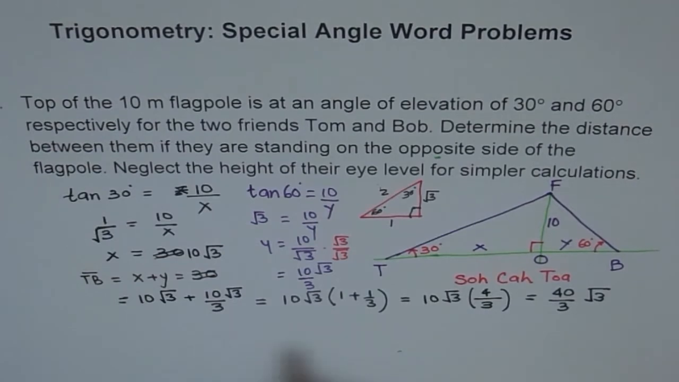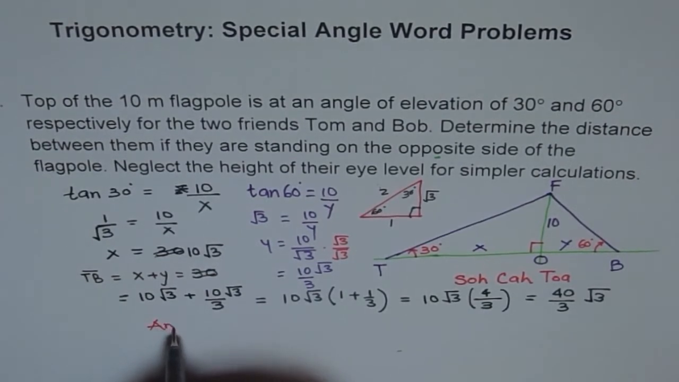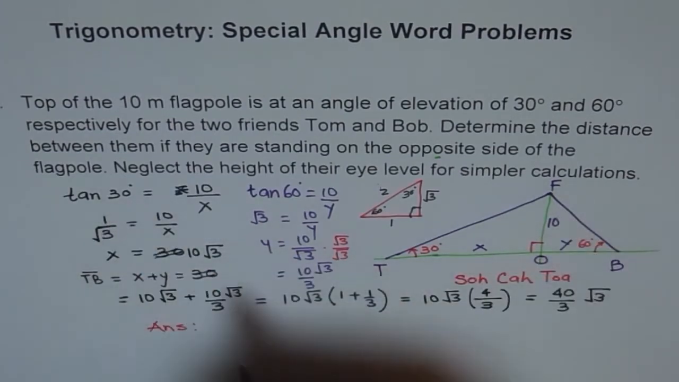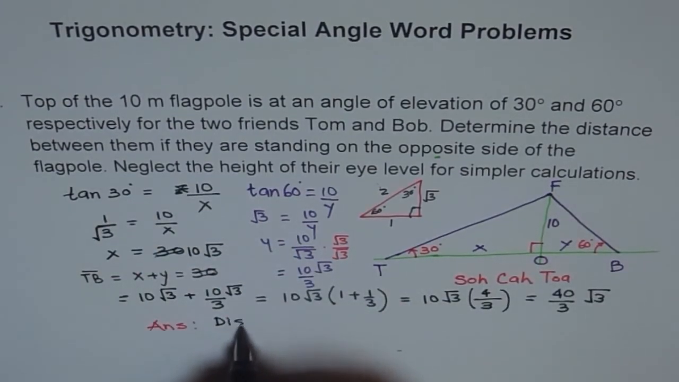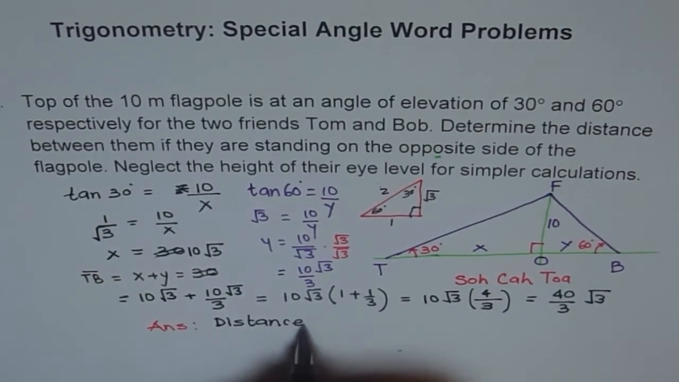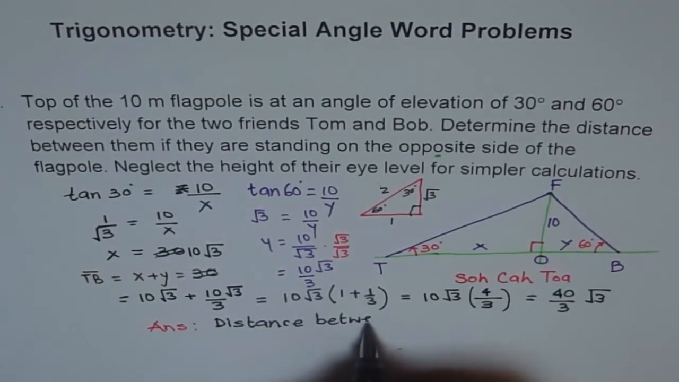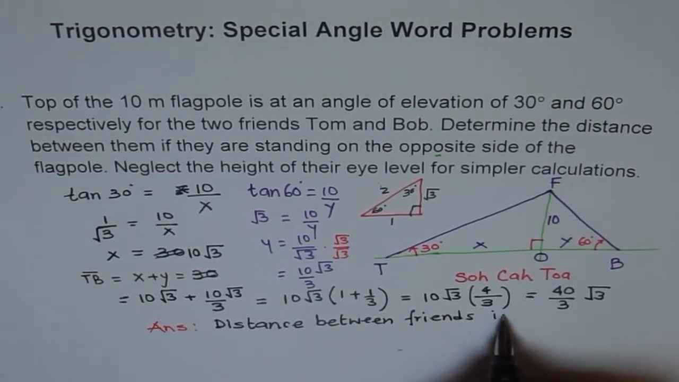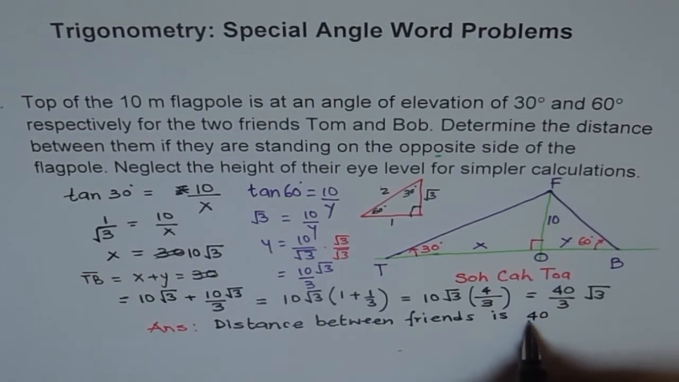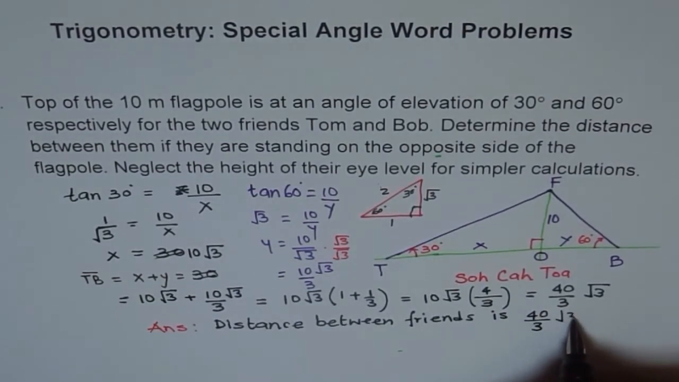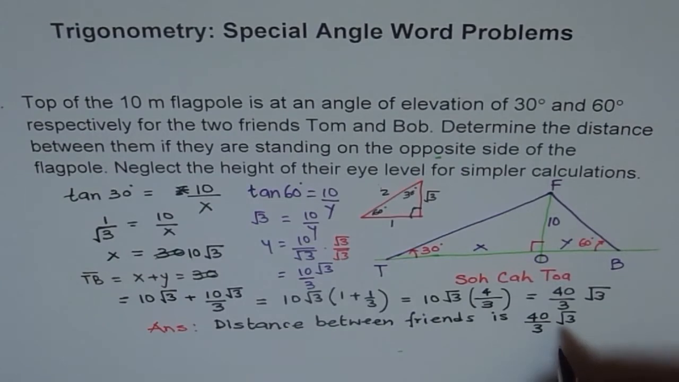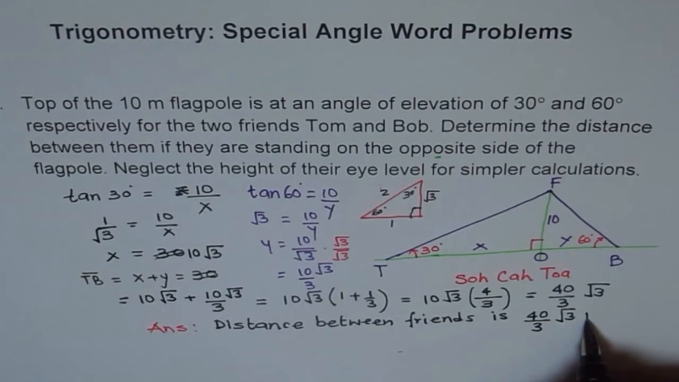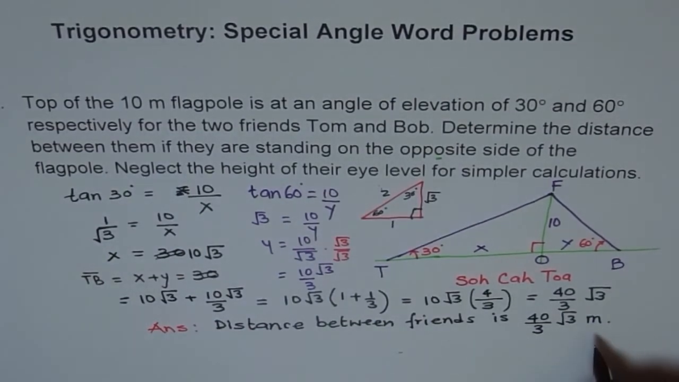And now that we found the distance, it's a good time to write the answer in words. So what is our answer? The right answer is: the distance between them is 40 over 3 square root 3 and units. So what are the units? The top of the flagpole is 10 meters high, therefore the units are meters, correct? Don't forget to write meters.